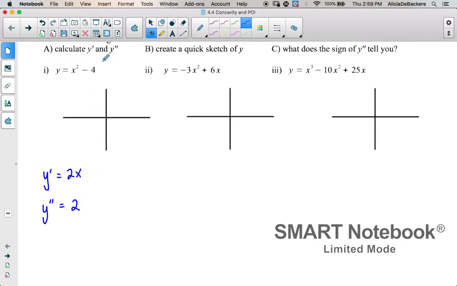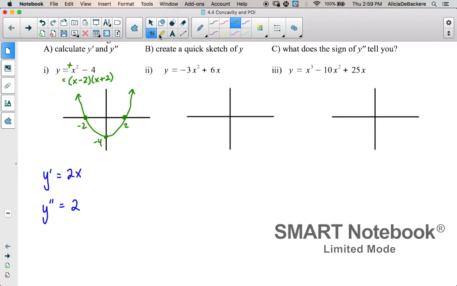Now when I draw a sketch of this graph, I'm remembering that I can factor this difference of squares, and so it tells me that I'm going to have an x-intercept at -2 and +2. And I know that this is a parabola with a positive leading coefficient, so this parabola opens up. I also know from the equation that -4 is my y-intercept. So lots of information here.